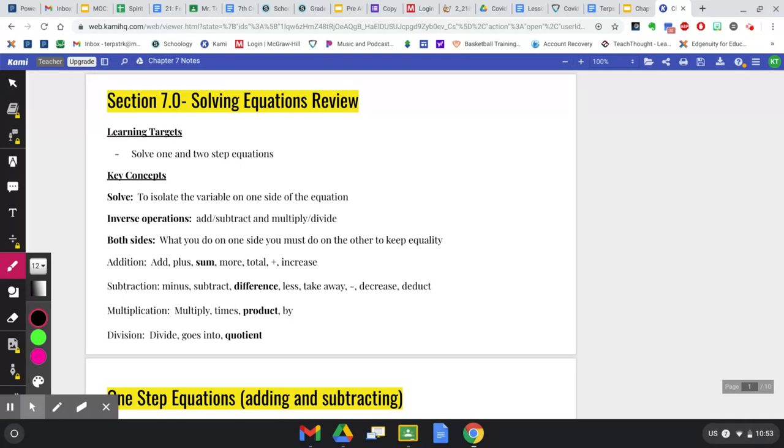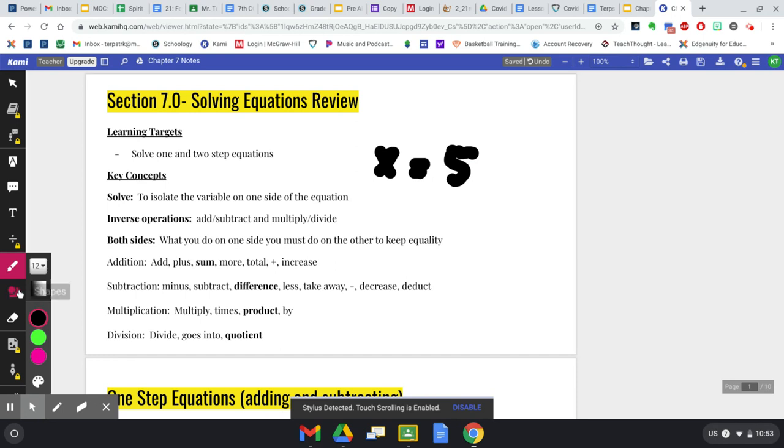So back in chapter 3, we talked a lot about solving equations. We introduced you to the concept of variable, and what it meant to solve. And we used inverse operations, right? Remember, when we solve, it means to isolate a variable on one side of the equation. So we get x equals some number, right? Like x equals 5.